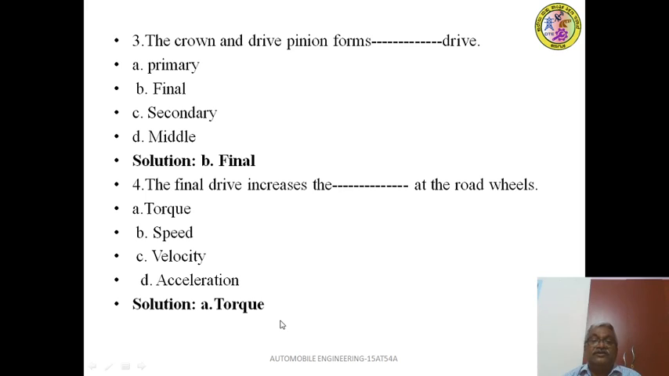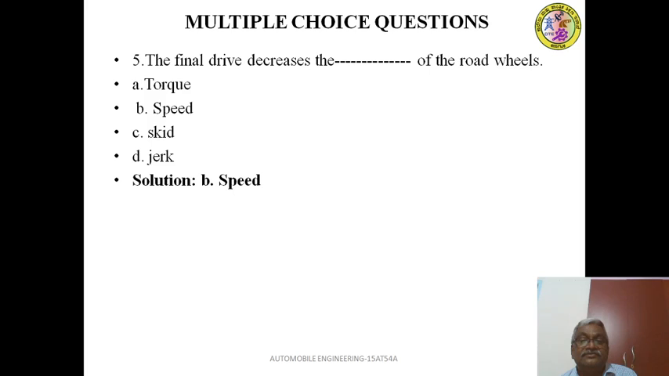Next, the crown and drive pinion form the final drive in case of hypoid gears. That is final drive. Next, the final drive increases the dash of the road wheels: torque, speed, velocity, acceleration. Naturally, it increases the torque at the road wheels. Next, the final drive decreases what? Decreases the dash of the road wheels: torque, speed, skid, jerk. The speed of the road wheels. Thank you.